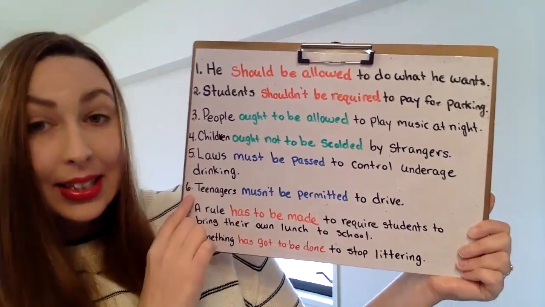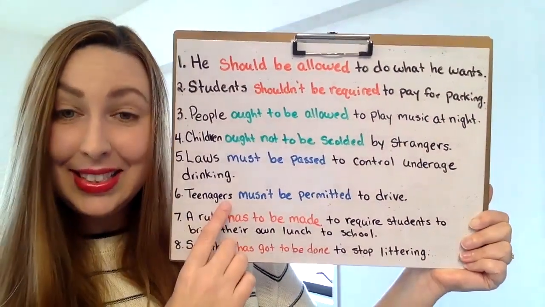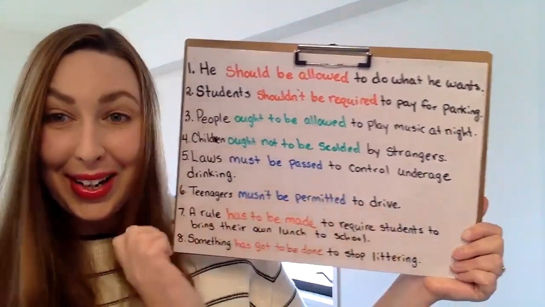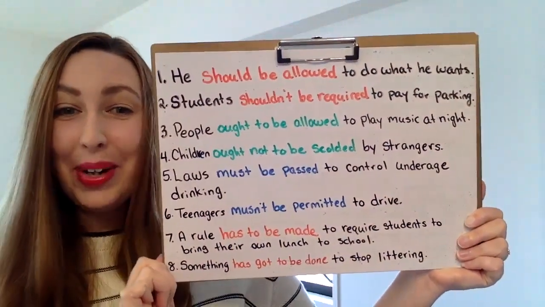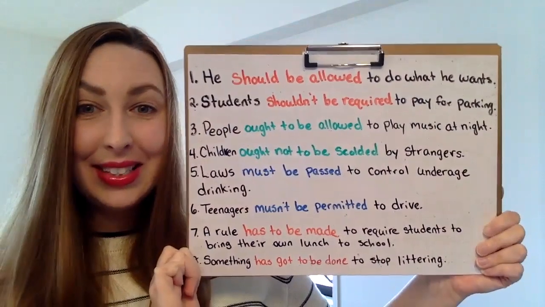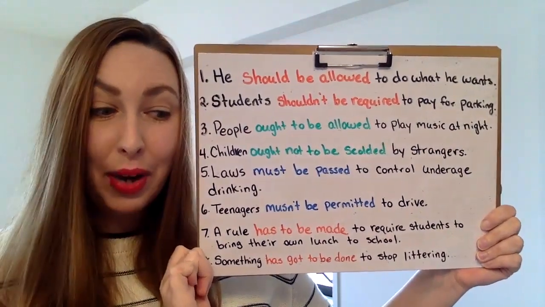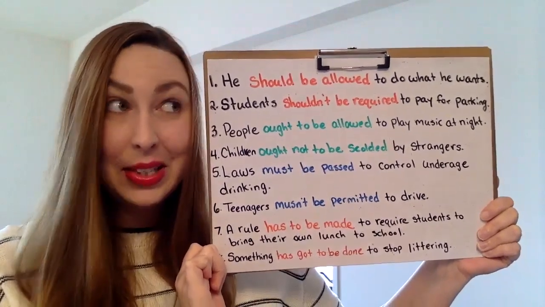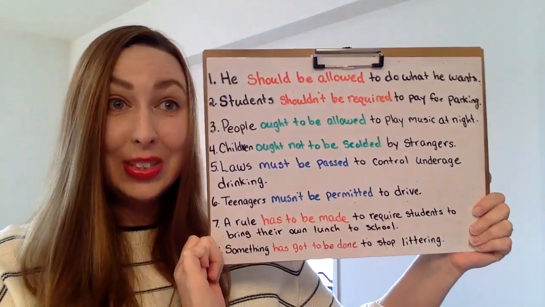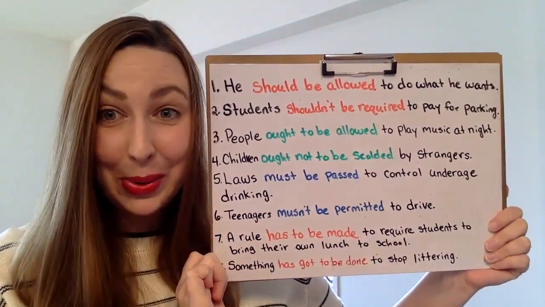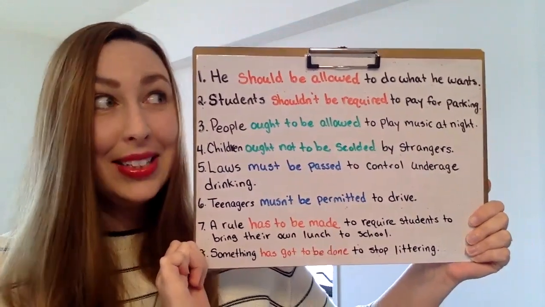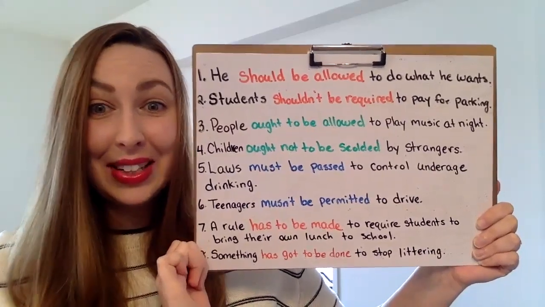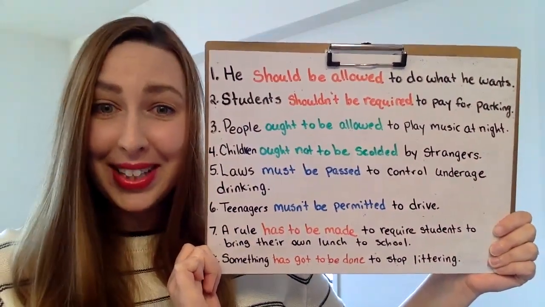Number 6, teenagers mustn't be permitted to drive. Okay, what do you think about this one? So as I said before, the driving age in the US is 16. So I got my driver's license when I was 16 years old. I started practicing when I was 15. Oh my goodness. So very, very young.